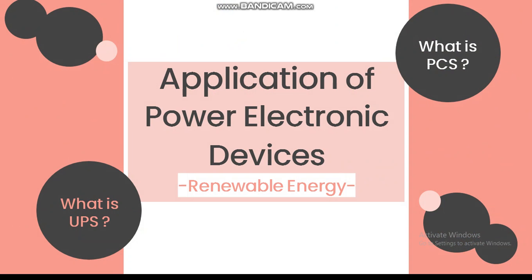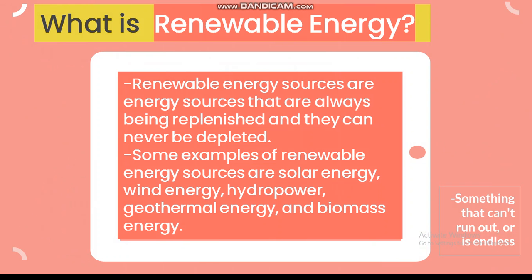So the question that we can ask is, what is UPS? And also, what is PCS? I will explain to you. So firstly, we need to know what is renewable energy. Renewable energy sources are energy sources that are always being replenished and they can never be depleted. Some examples for renewable energy source are solar energy, wind energy, hydropower, geothermal energy, and biomass energy. We also can know renewable energy is something that can never run out or is endless.